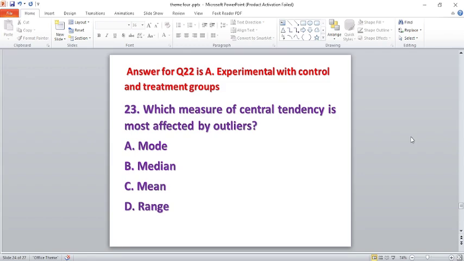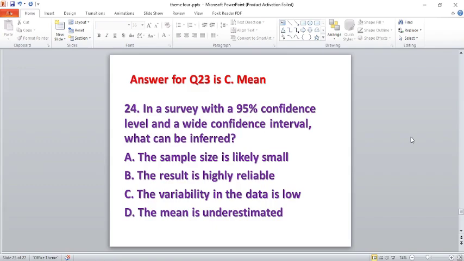Question number 24. In a survey with a 95% confidence level and a wide confidence interval, what can be inferred? A. Sample size is likely small. B. The sample is highly reliable. C. The reliability of the data is low. D. The mean is underestimated. The answer for this question is A. The sample size is likely small.